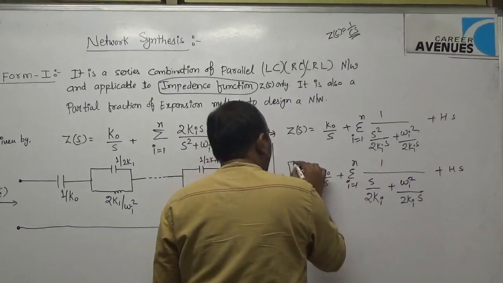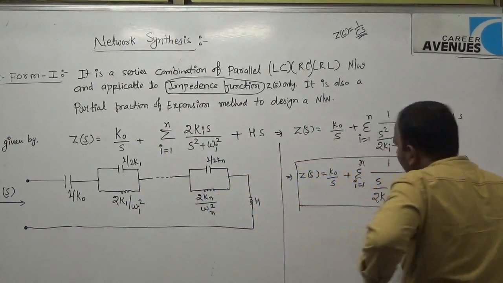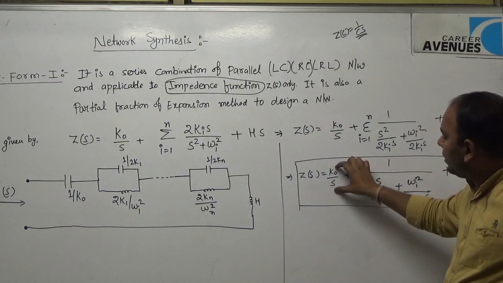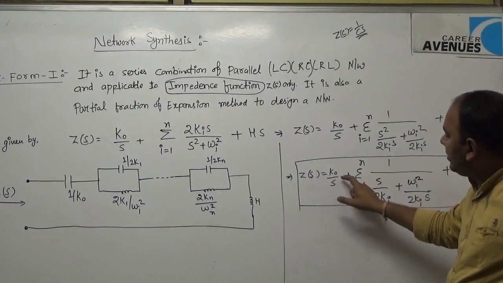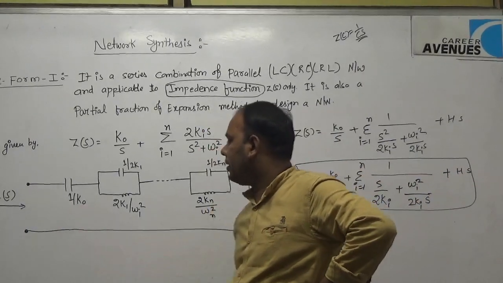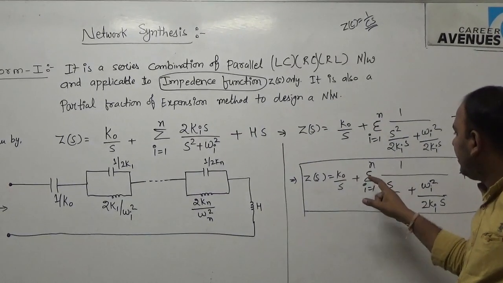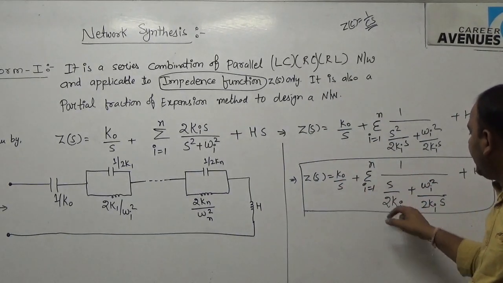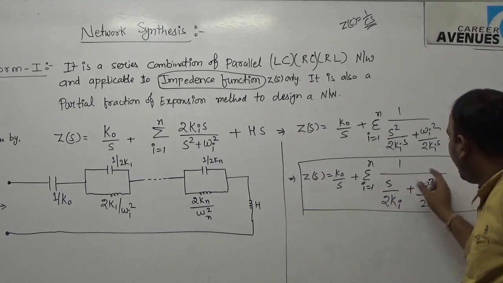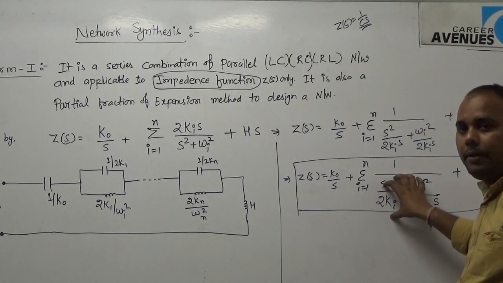So just see this equation, Z(S) is equal to K0 upon S. We have already discussed that 1 upon S is characteristic of the capacitor only. So the first element will be a capacitor having amplitude 1 by K0. Now come to the second part. This is Z(S) and it is 1 upon something, so we can say that this part represents Y, because this is 1 upon this one. So this part will be the admittance.